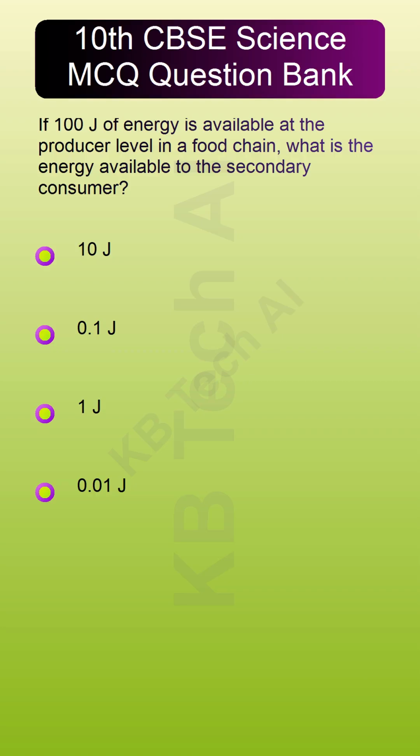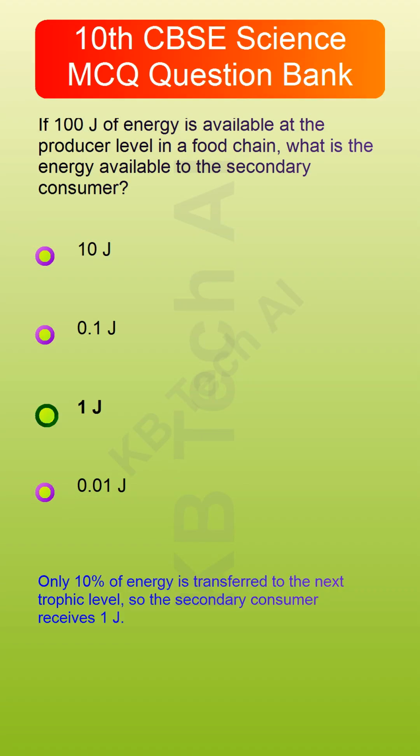If 100 joule of energy is available at the producer level in a food chain, what is the energy available to the secondary consumer? Option 1, 10 joule, Option 2, 0.1 joule, Option 3, 1 joule, Option 4, 0.01 joule. The answer is, Option 3, 1 joule.